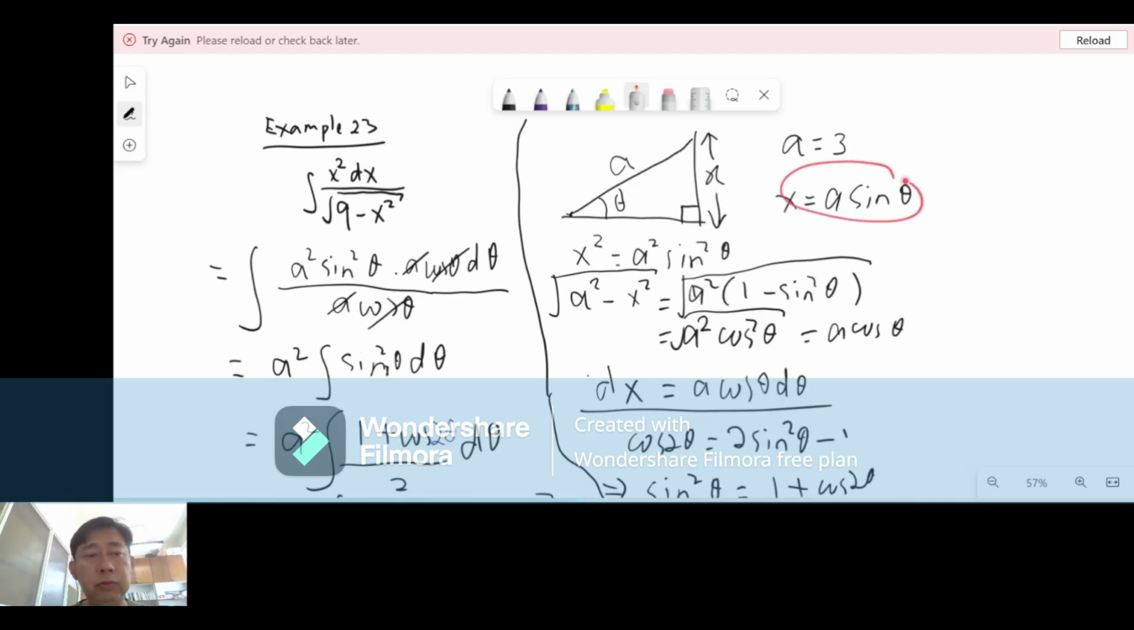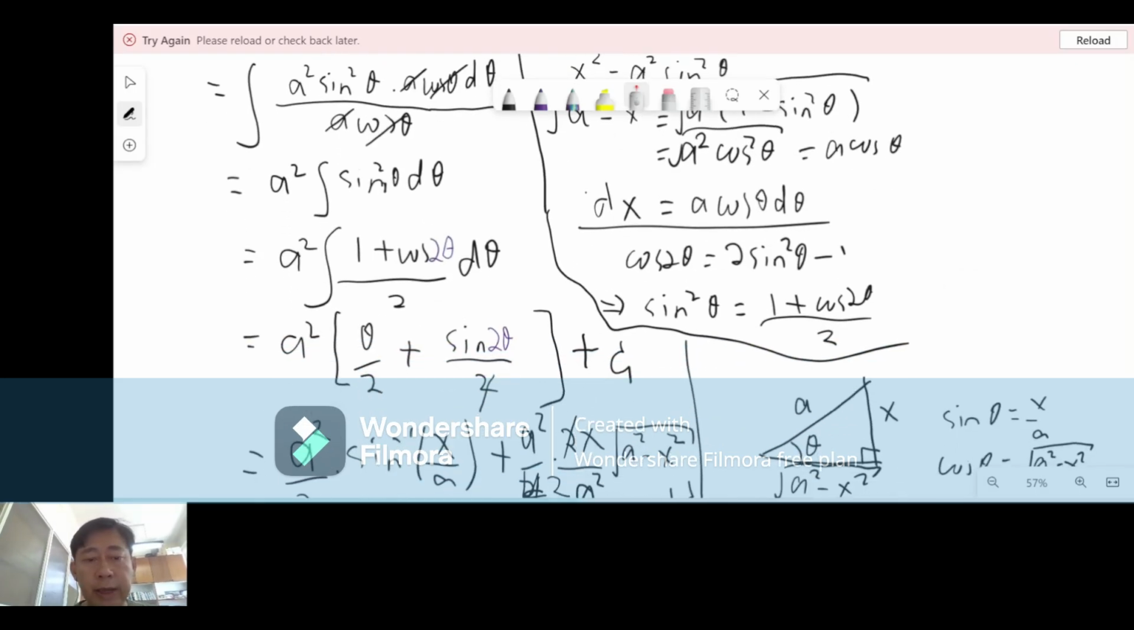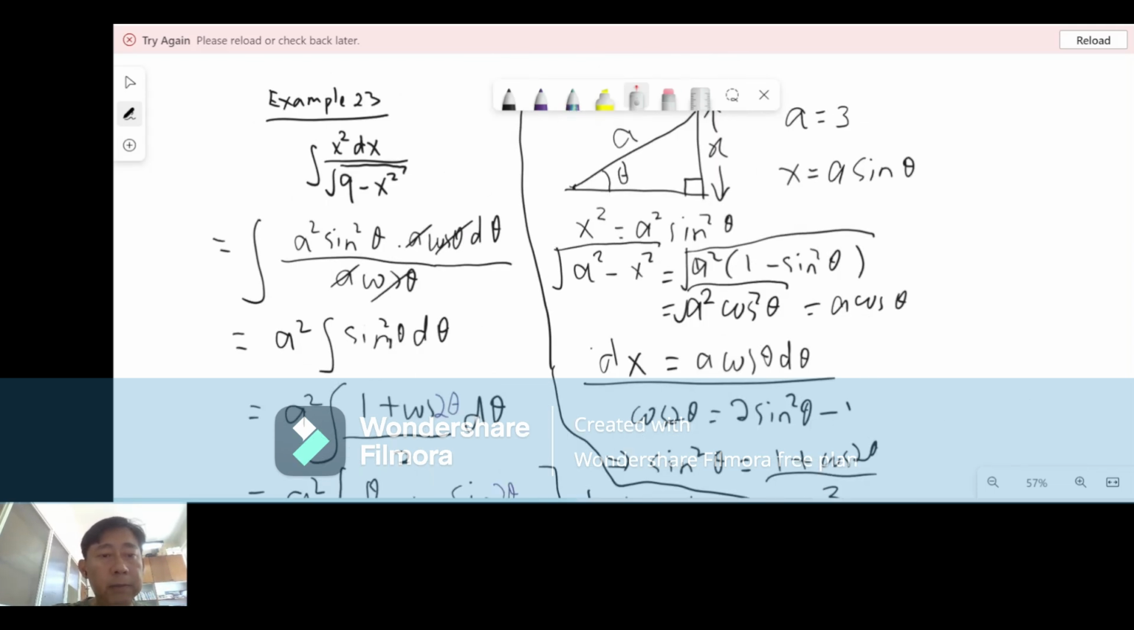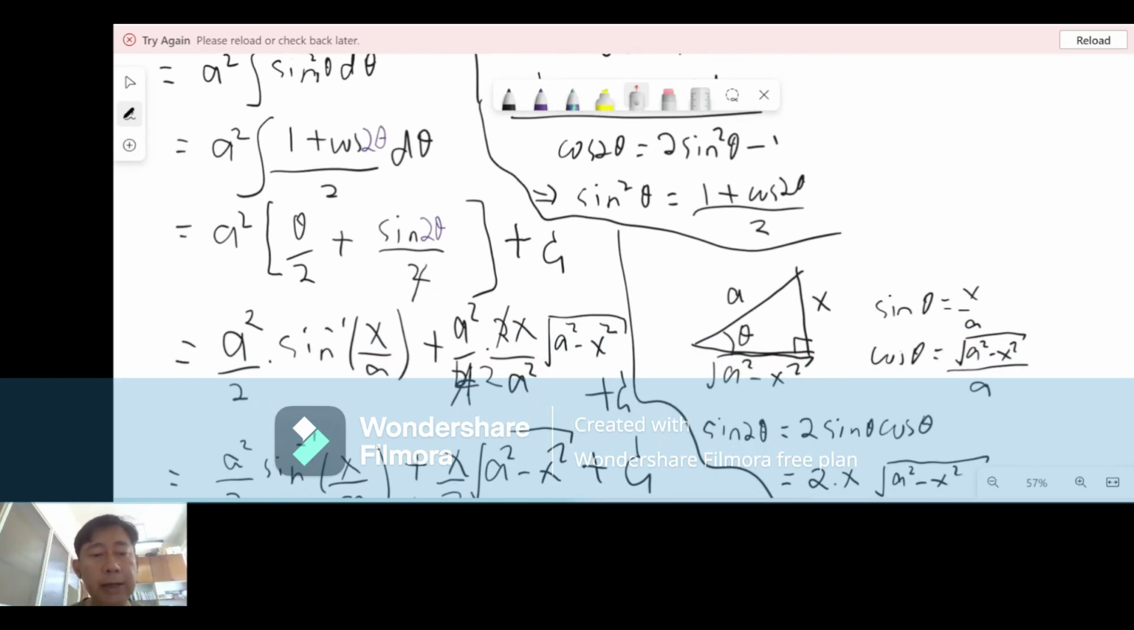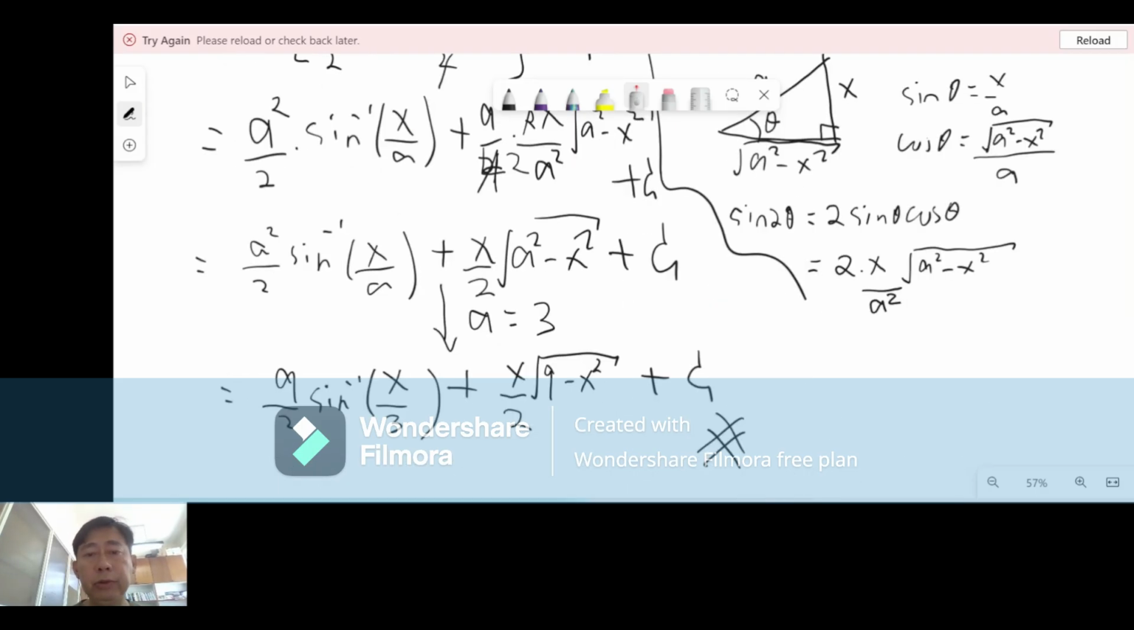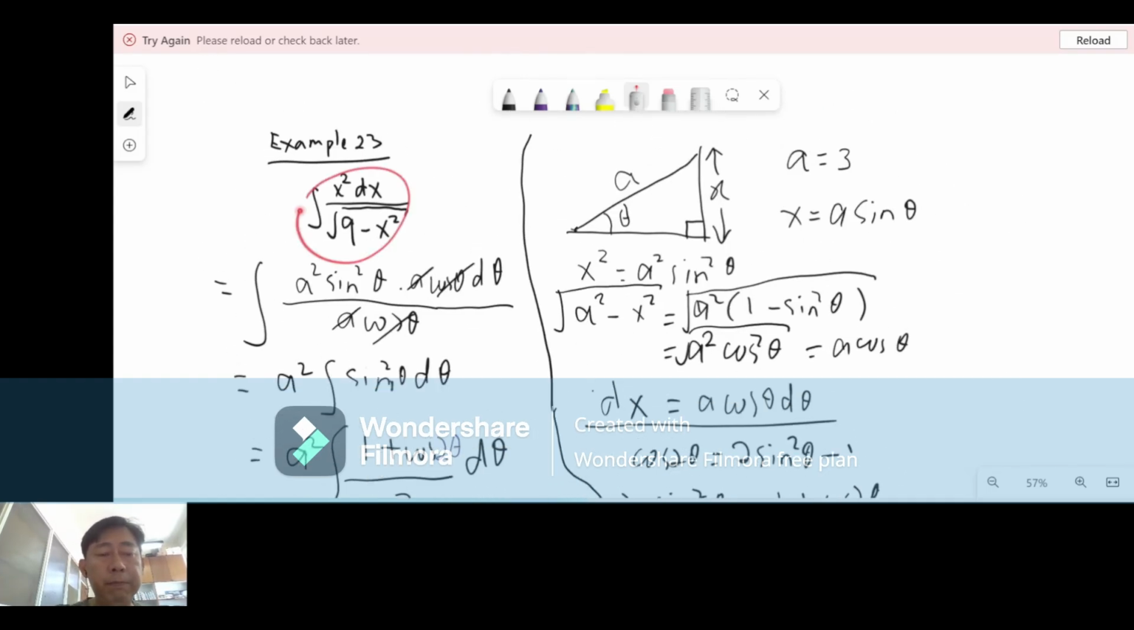With this substitution rule, we can then translate the integration with respect to x into the integration with respect to theta. After some trigonometry and simple algebra, you can then pass the integration in terms of x into the integration in terms of theta, which is easily integrated to give you the expressions of theta and sine 2 theta. You can then translate the theta and sine 2 theta back to the expression of x by again referring to the triangle you constructed earlier on. That is how you solve the integration of example 23.